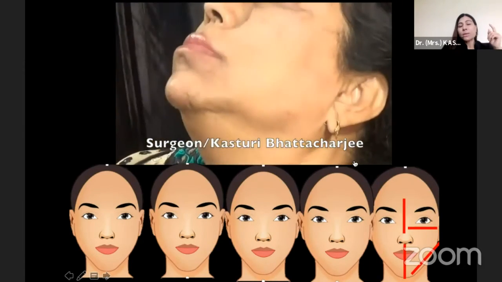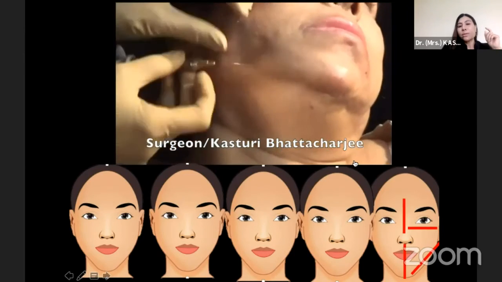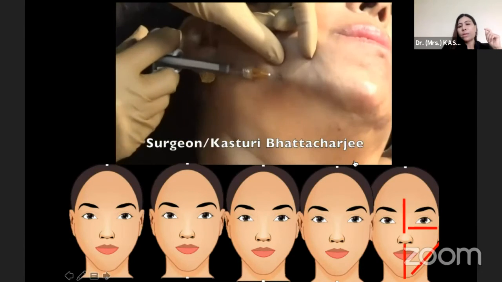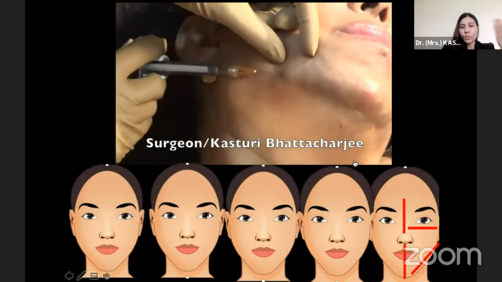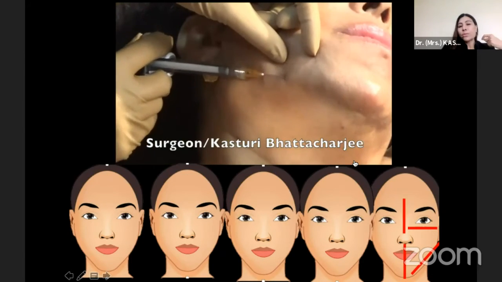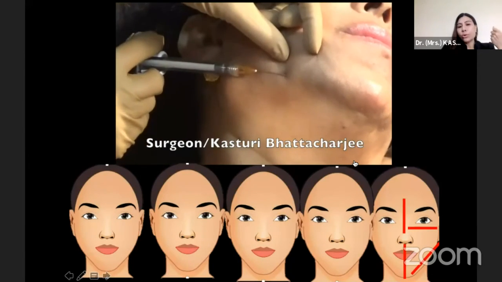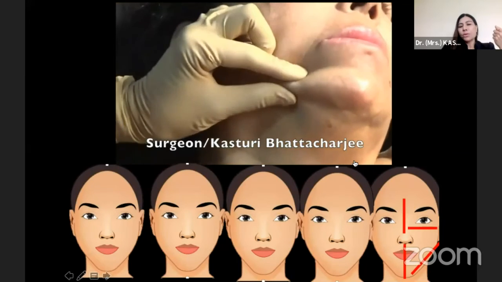Like this, the mentalis is the only muscle which inserts in the reverse direction. Instead of inserting into the chin, it inserts towards the lip. So we all know as we grow old, the contracture is towards the point of insertion. And this is how we treat the jowls.